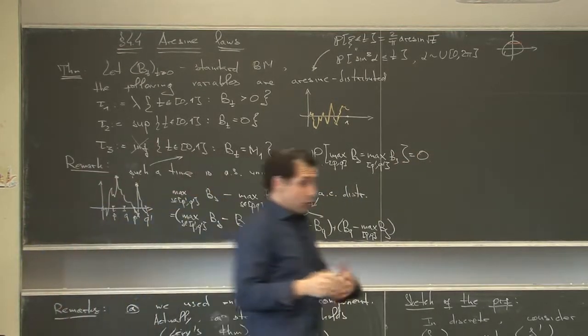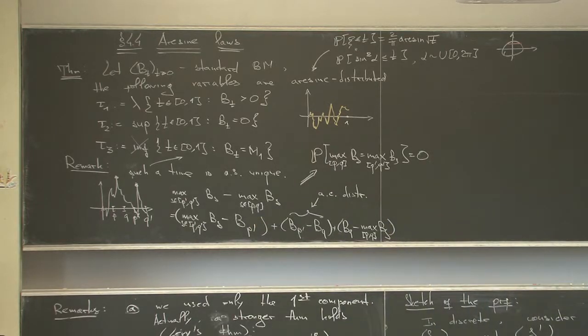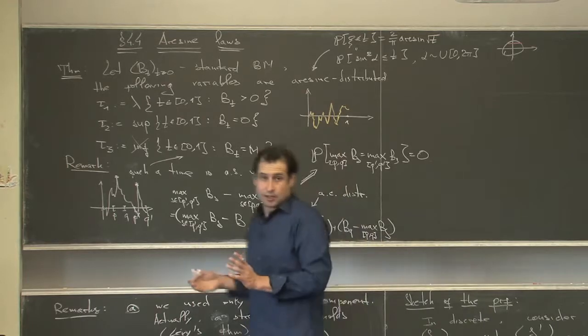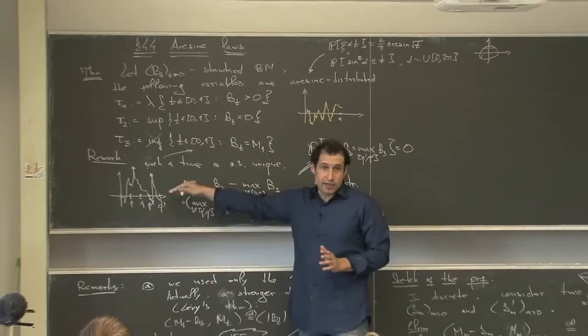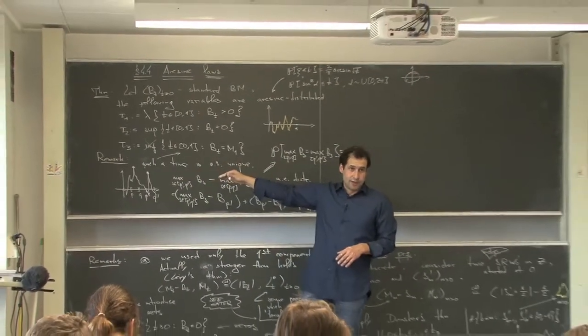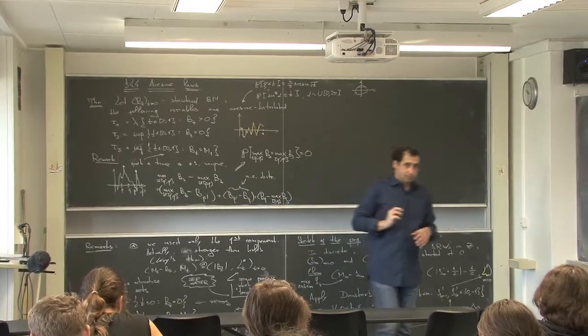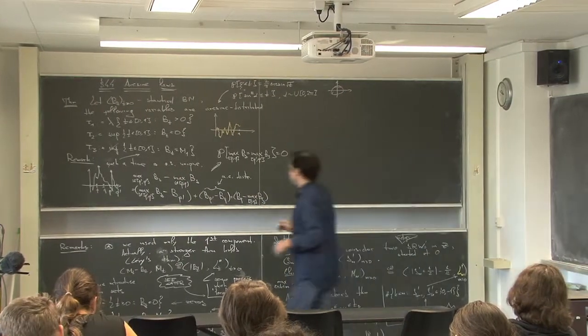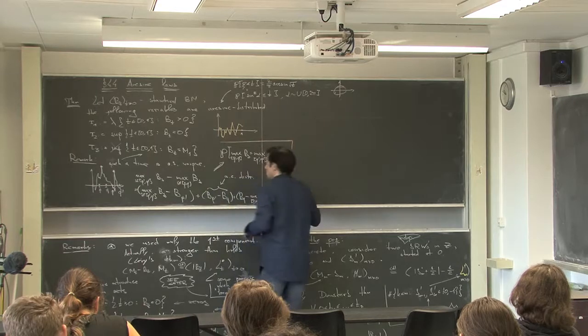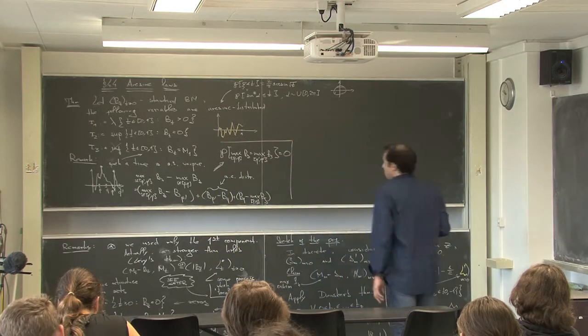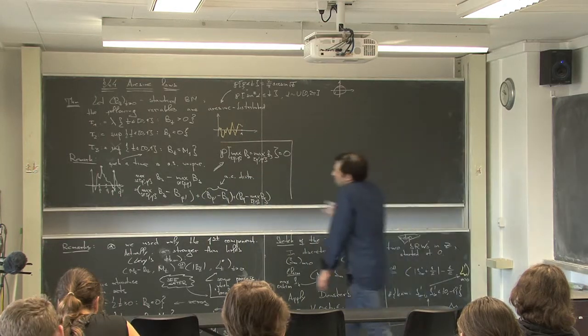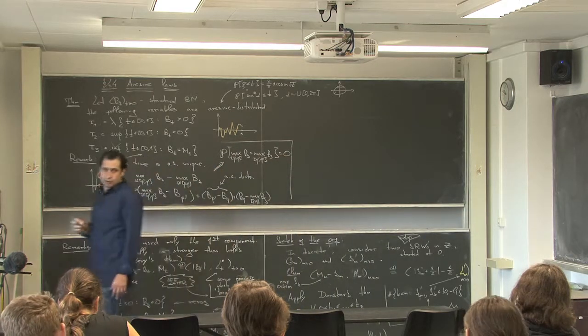And moreover, you can do exactly this for all the rational intervals. There's a countable set. And all the local maxima of this function are there. And the values are all different. Okay? Just simple. Well, and in particular, this time is almost surely unique.